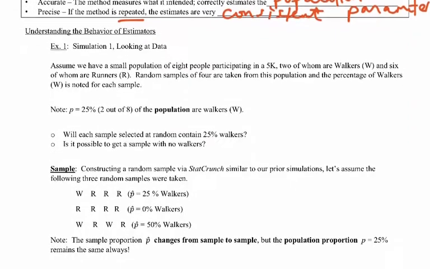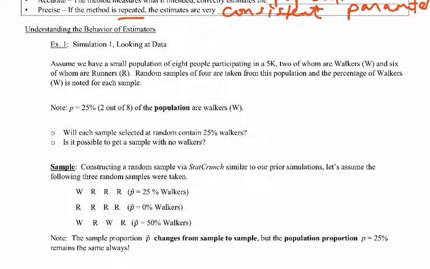All right, so let's look at an example here. This is a simulation, and we're going to look at some different simulations in this section. We're looking at a generic, simulated 5K run. So we've got a small population here. Only 8 people are participating in this 5K. Of those 8 people, we know that 2 of them are walkers and 6 of them are runners. We're going to randomly sample 4 people at a time from this population.